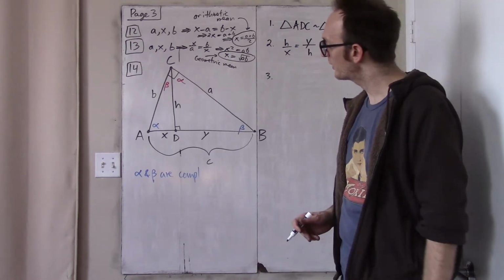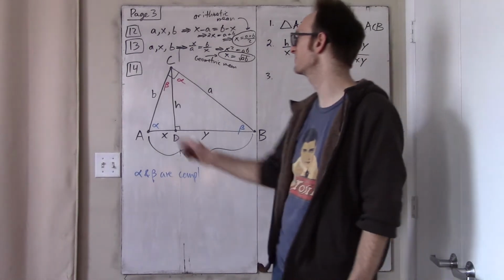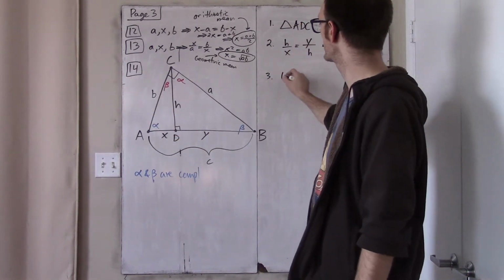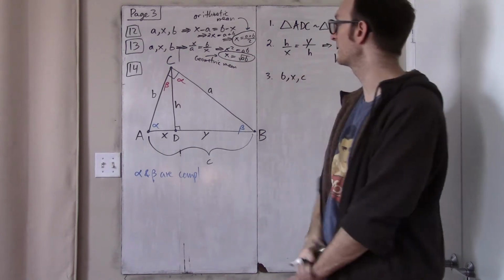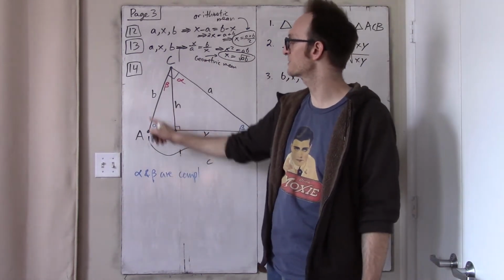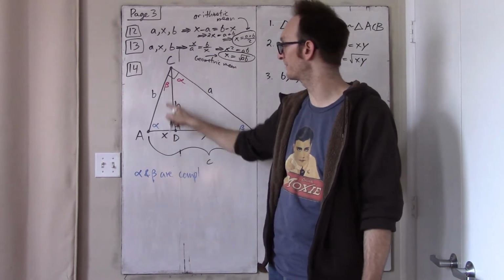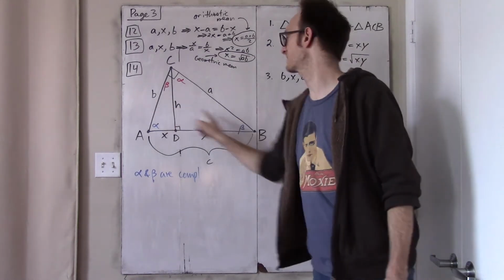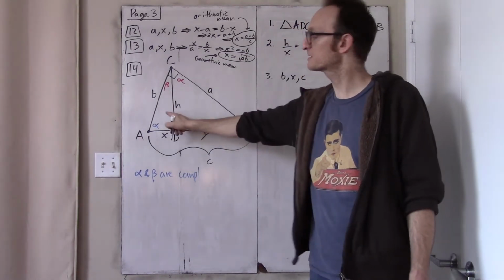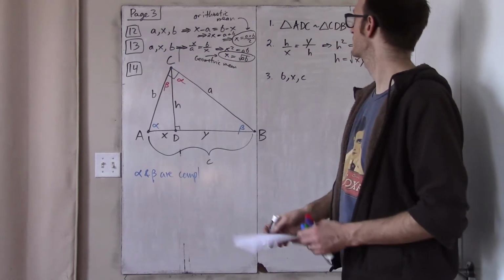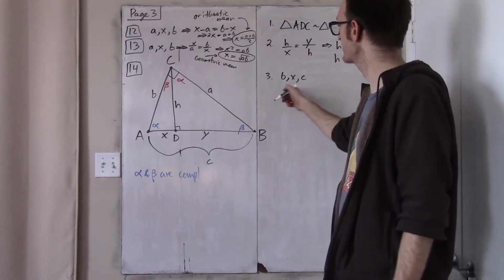Whoa. Okay, so I'm looking for some kind of relationship between B, x, and c. What is the relationship between B, x, and c? Well, in the little triangle, B is the hypotenuse and x is the side opposite beta. In the big triangle, C is the hypotenuse and B is the side opposite beta. But since this little triangle is similar to the original triangle, then we can once again set up a proportion.